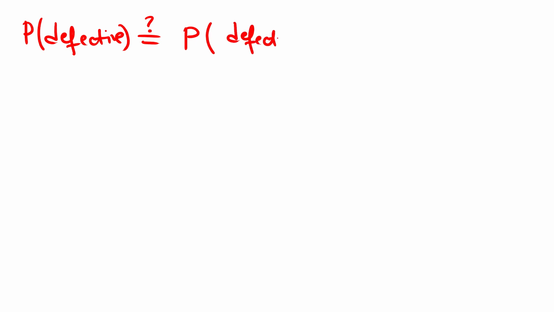What we are trying to prove is that the possibility that something is defective is equal to the possibility that something is defective after 3D printing? Okay, so let me tell you what it means.